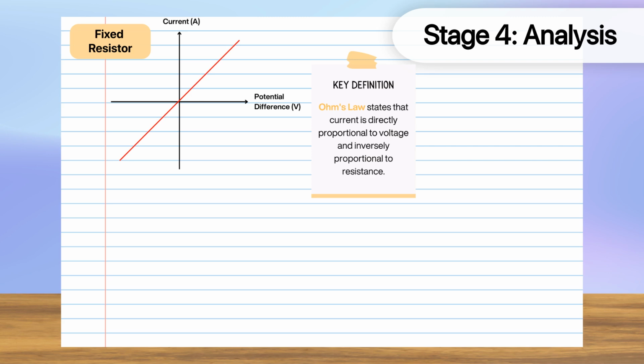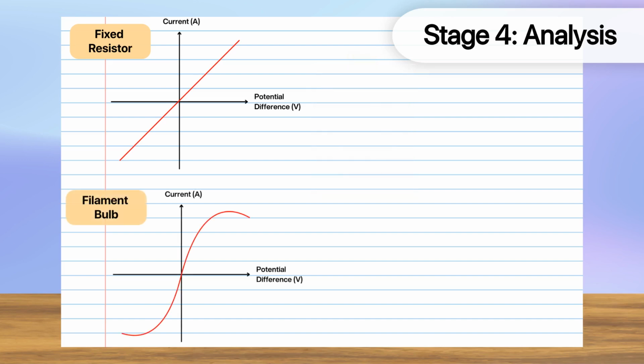Next, let's plot the graph for the filament bulb. Immediately, we can see that potential difference is not directly proportional to current for a filament bulb. The explanation behind this is that as the potential difference increases, the temperature of the filament inside the bulb rises too. The higher temperature causes the ions in the filament to vibrate more, which makes it harder for electrons to pass through. As a result, there is greater resistance to current.